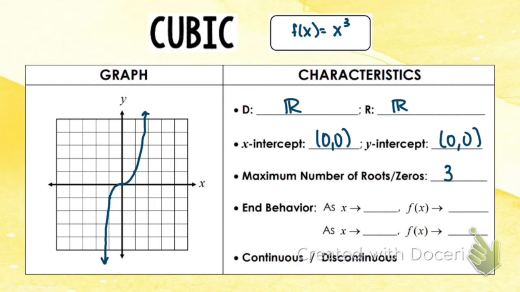So now we fill in our end behavior. We know that we automatically have positive and negative infinity here. Then we want to look at the right side, and that arrow is pointing up, so that's positive infinity. And then we want to look at the left side. That arrow is pointing down, so that is negative infinity. And this function is continuous.